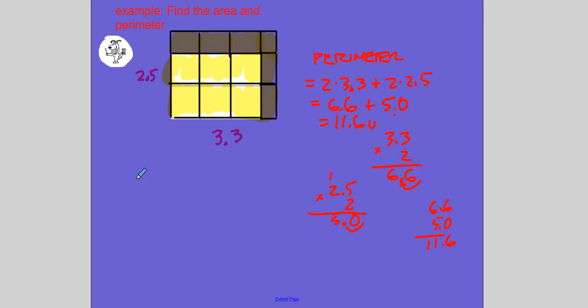Now the area is base times height. So that's going to be the base, 3.3 times 2.5. I'm going to put that in parentheses there. That means multiply. So I'm going to take 3.3 times 2.5. Remember, when you add them, you must line up the decimal points, and when you multiply them, you line up the rightmost digits. So for starters, you can ignore the decimal points. So that's 5 times 3 is 15, carry a 1. 3 times 5 is 15 plus 1 is 16.